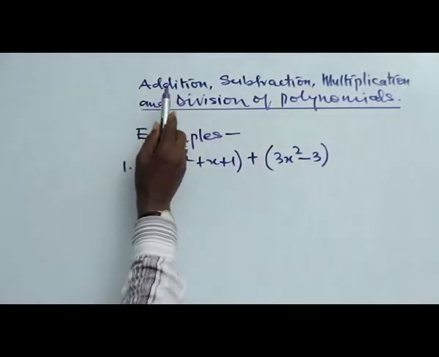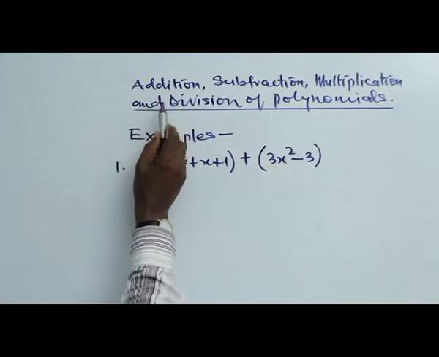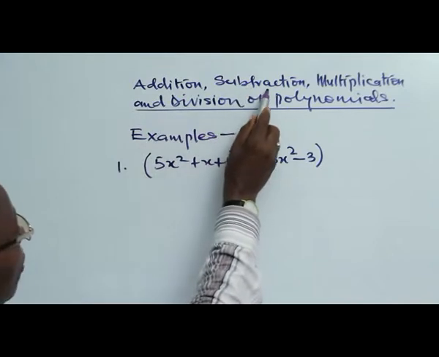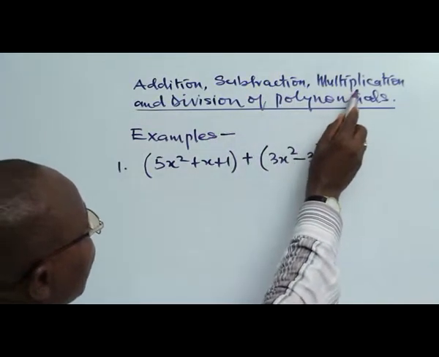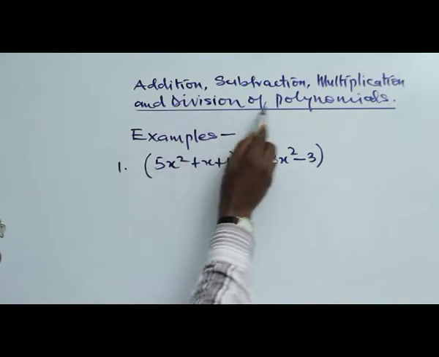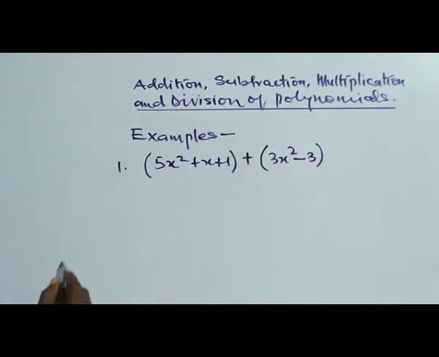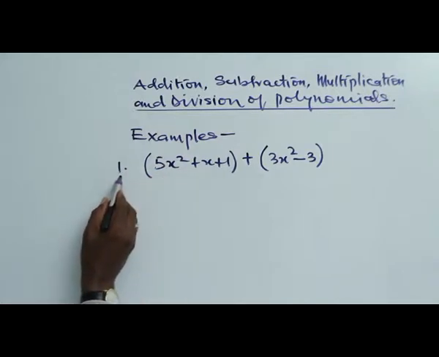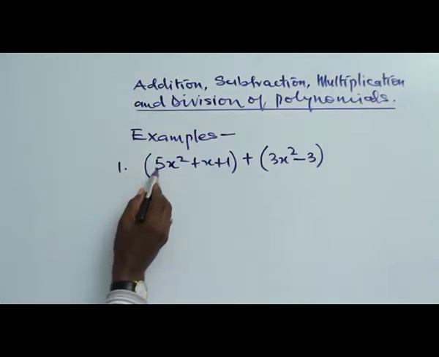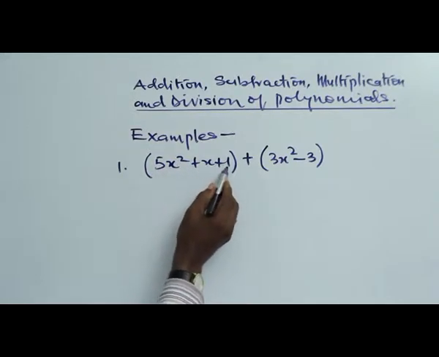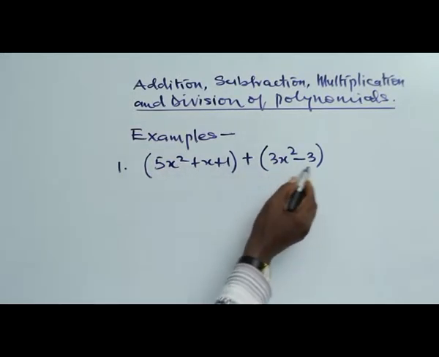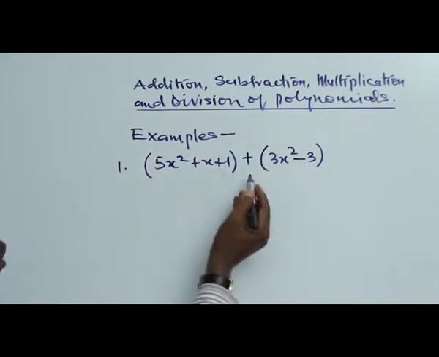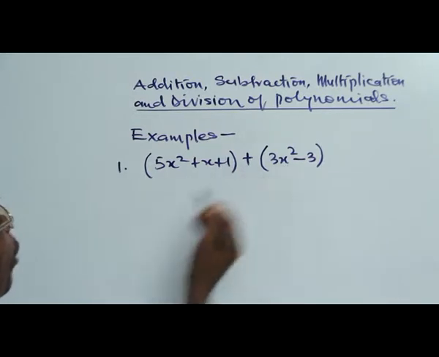We are now going to look at the operations on polynomials: addition, subtraction, multiplication, and division of polynomials. We shall do this by solving examples. Number 1, given the polynomials 5s squared plus s plus 1 plus, in bracket, 3s squared minus 3. We are told to find the sum of these polynomials.